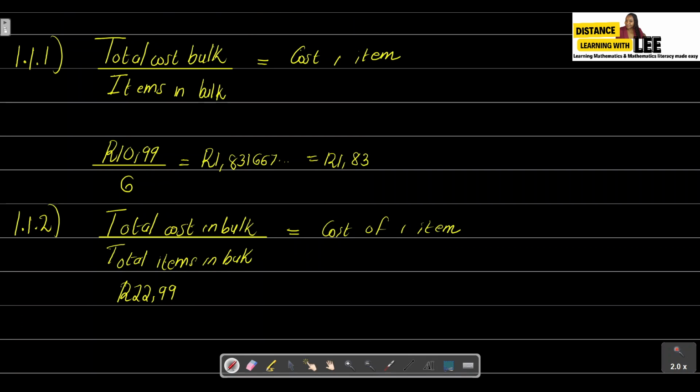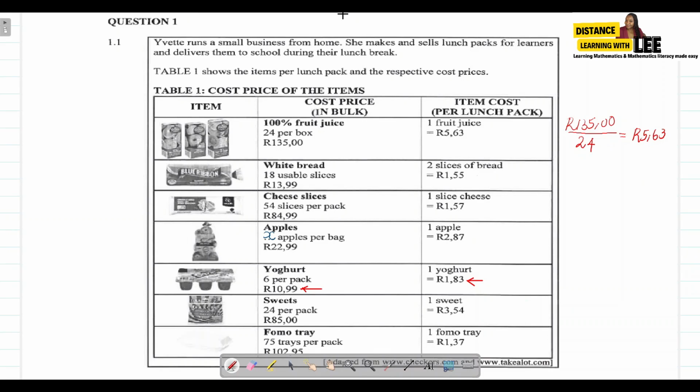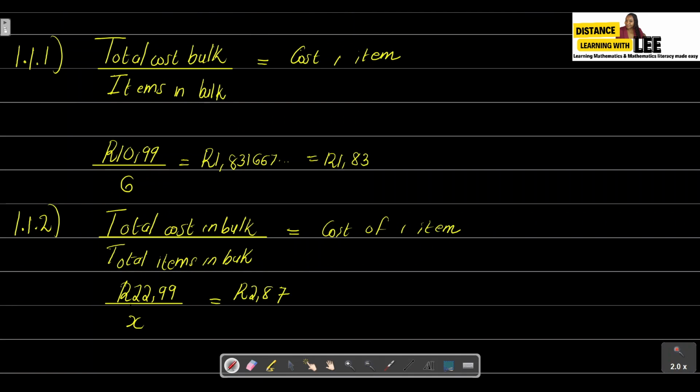Here, this is basically the unknown. We do not know how many apples are in a bag, so it's okay if we say that is X. That is our unknown, that's what we want to find out, X, which is equal to the cost of one item. So the cost of one apple is equal to R2.87.